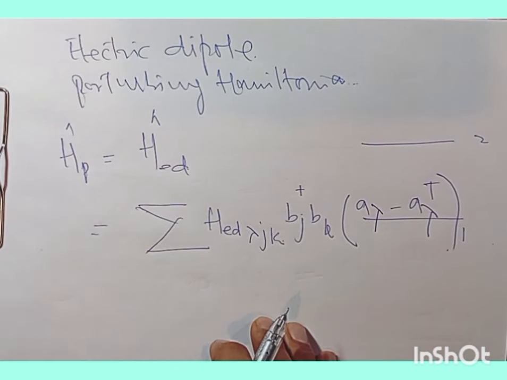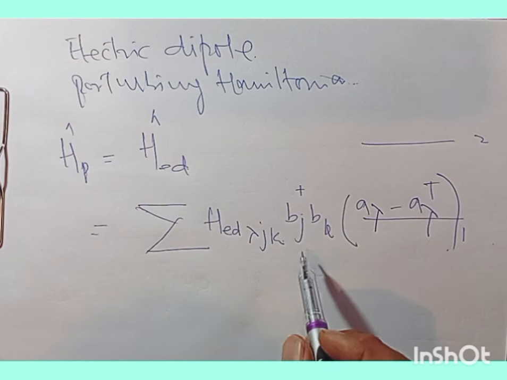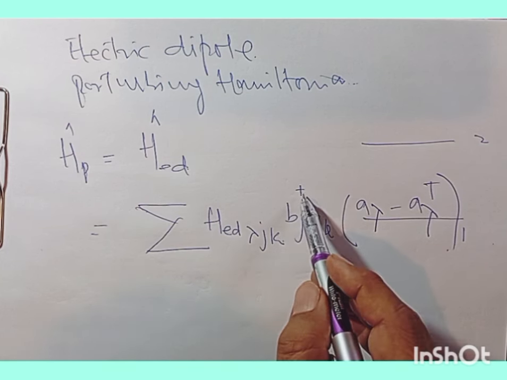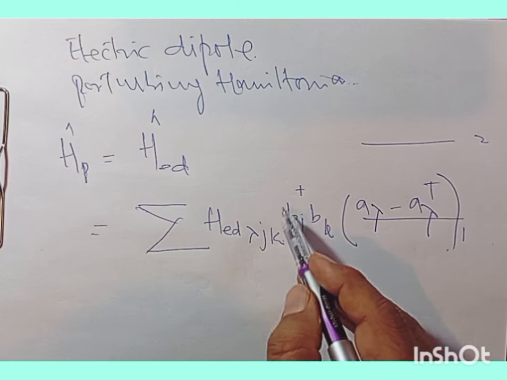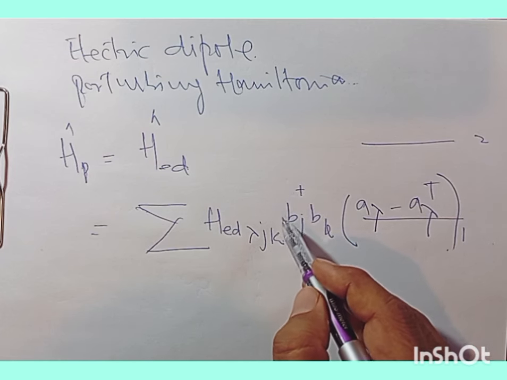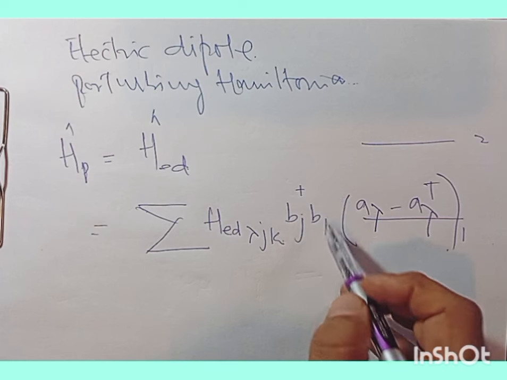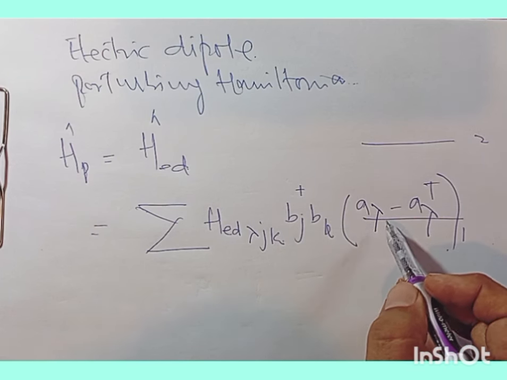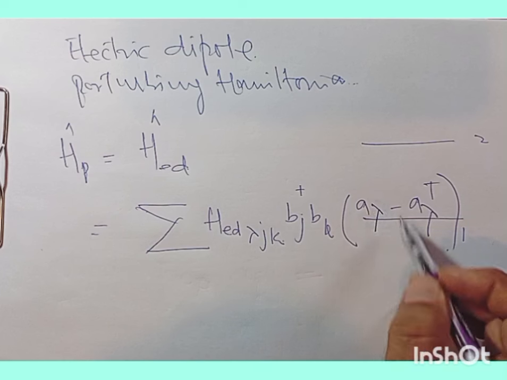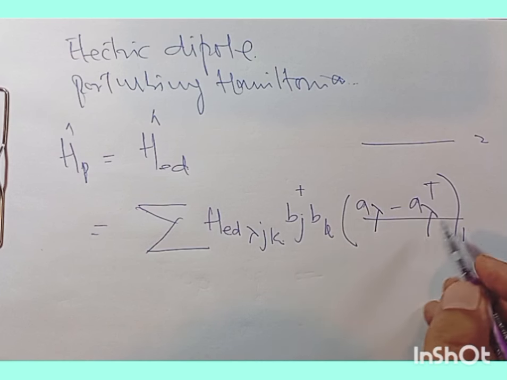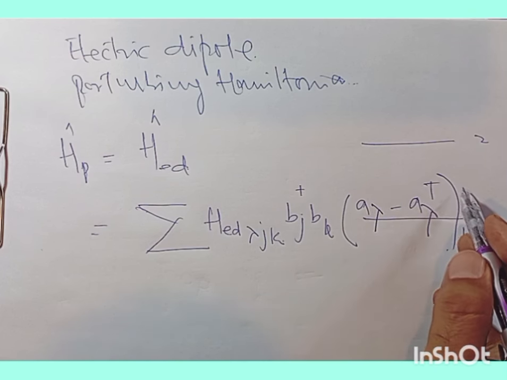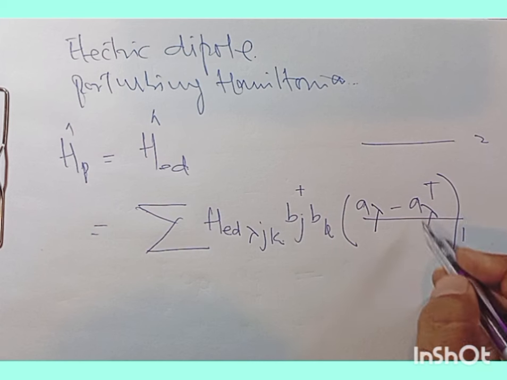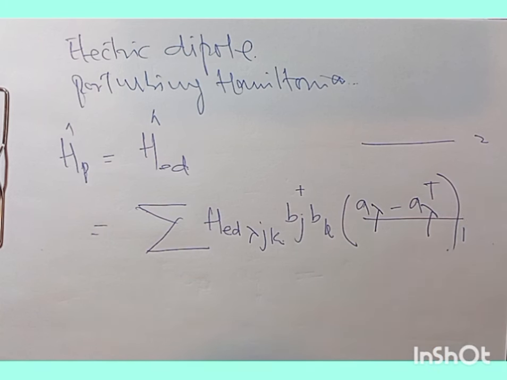So the symbols that we have here: BJ dagger is the creation operator for the electron, and BK is the annihilation operator. A lambda is the annihilation operator for the photon, and A lambda dagger is the creation operator for the photon.